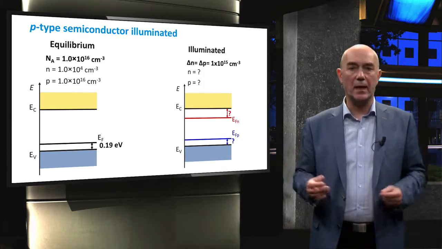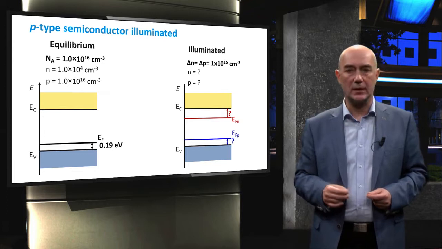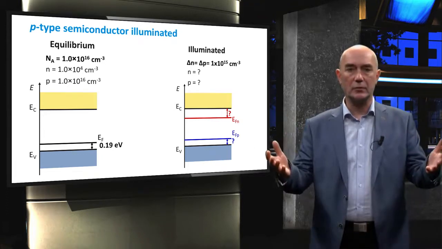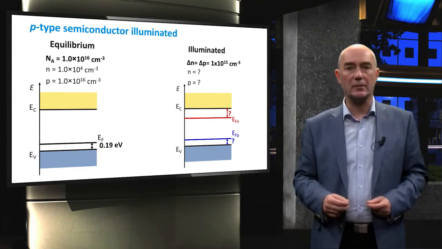The same thing will happen for p-type semiconductor materials. I invite you to try and calculate the quasi-Fermi level positions. In this video, you have learned about quasi-Fermi levels when non-equilibrium conditions occur in a semiconductor. In the next video, we will discuss how charge carriers move through a semiconductor, introducing different transport mechanisms.